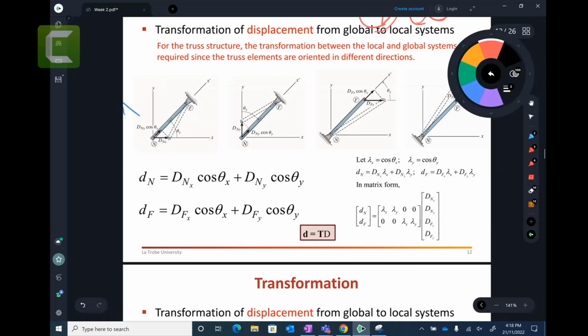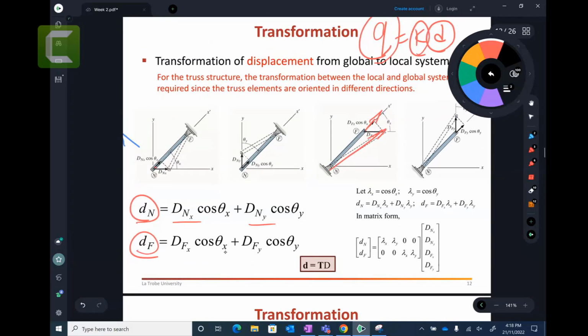The important part is this is a relationship of near node displacements with respect to the global systems. Similarly, for the far nodes, you can displace in two different approaches, and you will get the far nodes. Based on that, you can write the matrix dn over df. By the way, cos theta x we replace by lambda x, cos theta y we replace by lambda y, and so on. So you have another relationship.